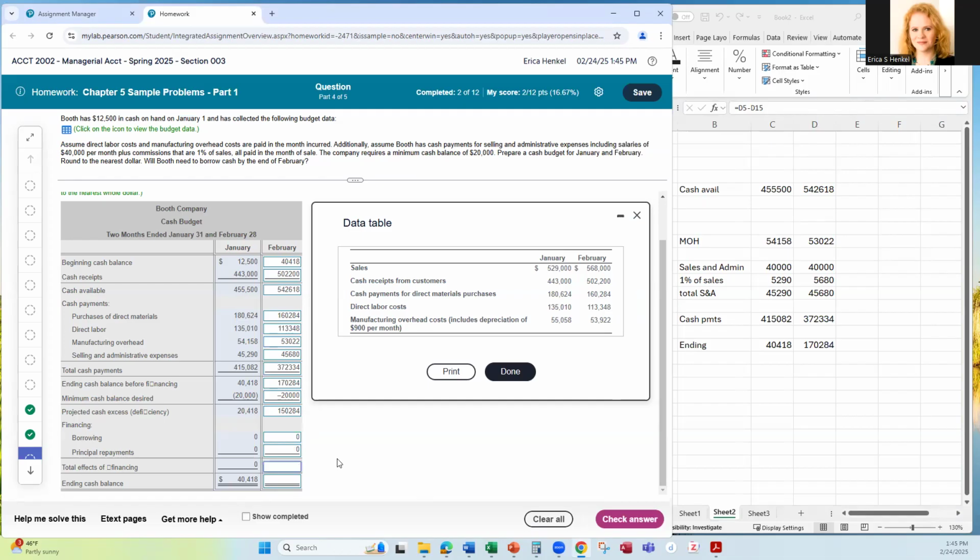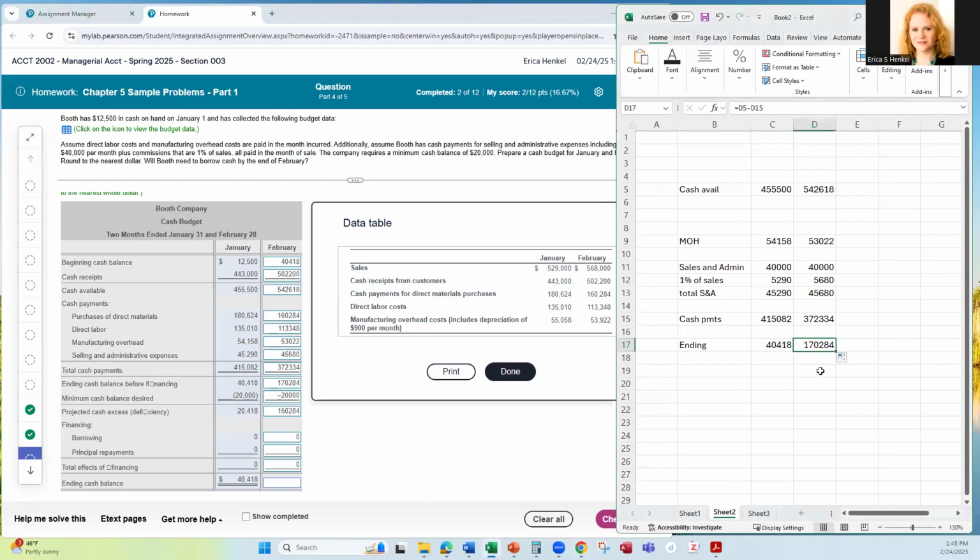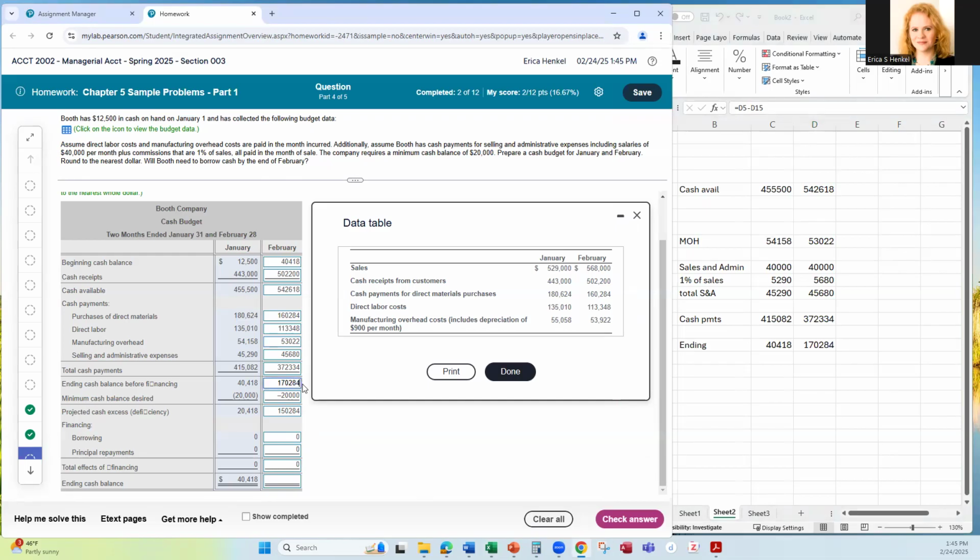And again, we don't have anything to repay. So our total effects of financing will be 0 on here. And then our ending cash balance is going to be right here, just the 170,284. We don't even have to do anything with that. All right, so that's how you prepare your cash budget.